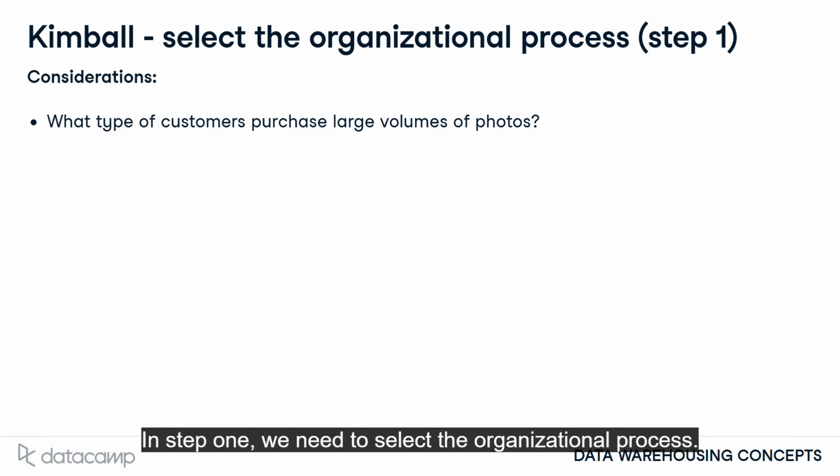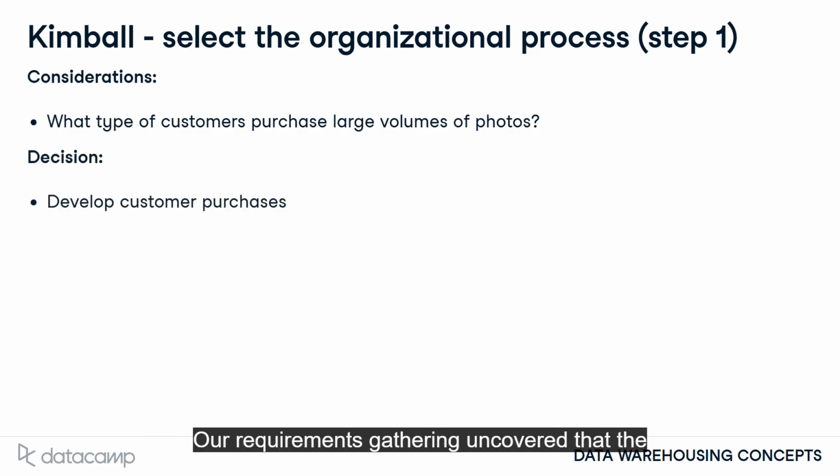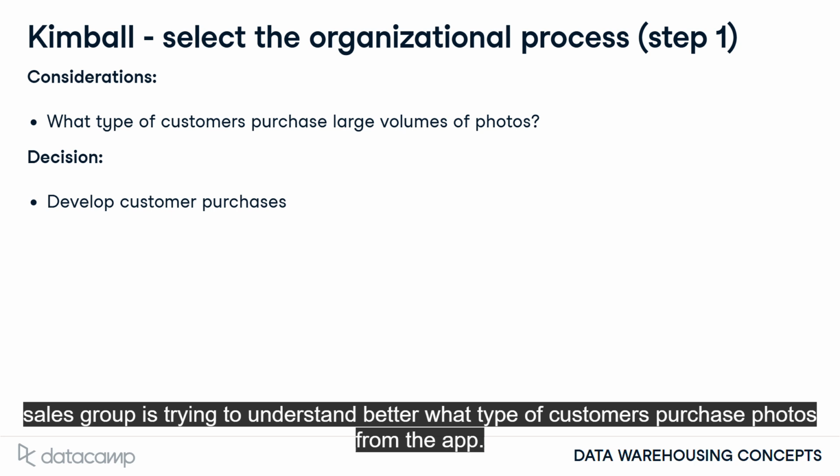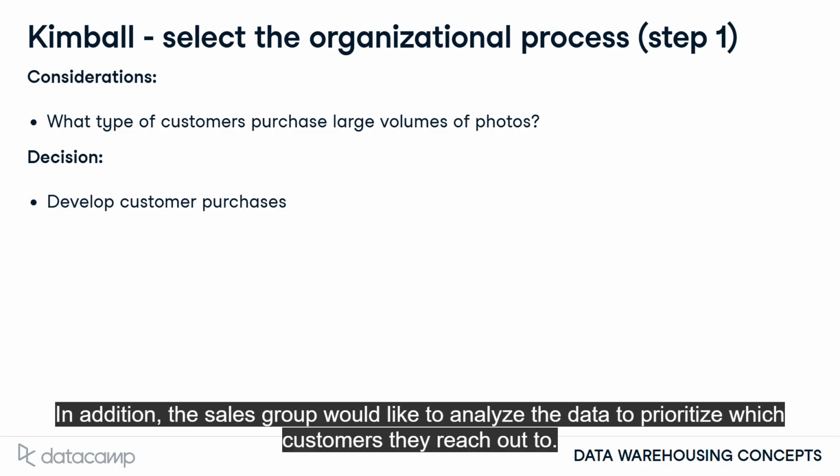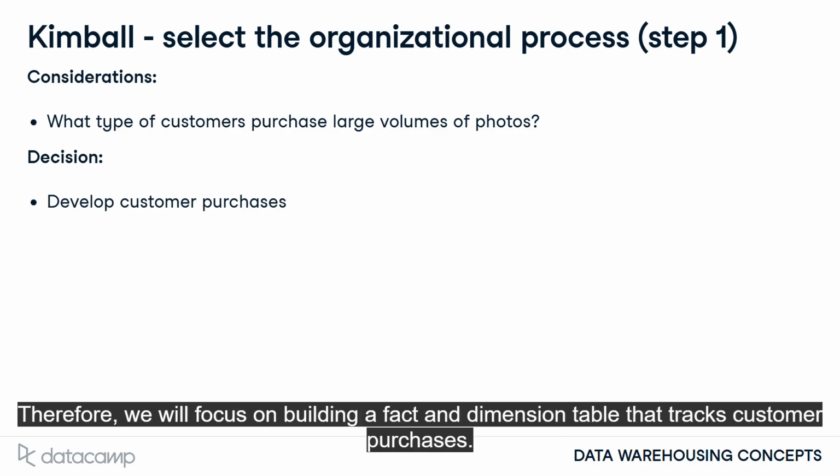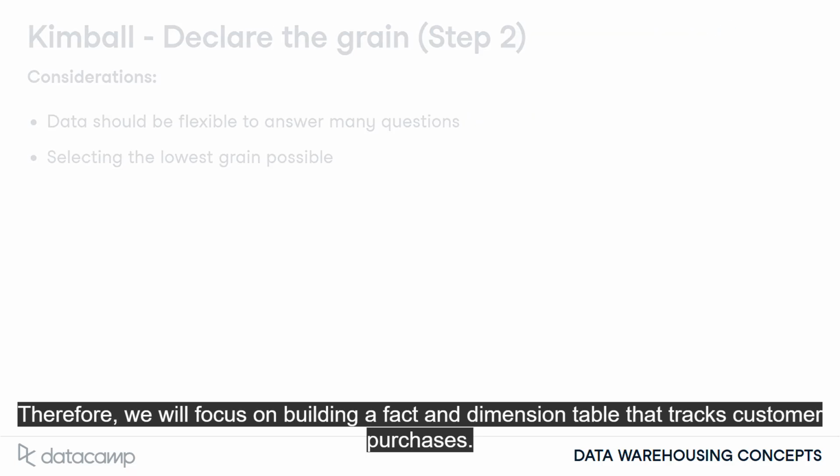In step 1, we need to select the organizational process. Our requirements gathering uncovered that the sales group is trying to understand better what type of customers purchase photos from the app. In addition, the sales group would like to analyze the data to prioritize which customers they reach out to. Therefore, we will focus on building a fact and dimension table that tracks customer purchases.